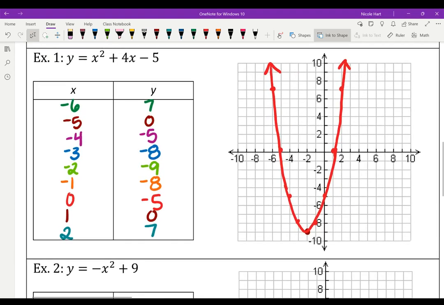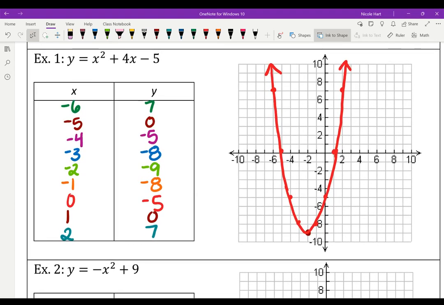So using that calculator, I have written down my table of values. I've gone from my x values being -6 to +2 and kept my y's under 10. So they've gone from 7 and they go down to -9 and then go back up to 7. I've also graphed it. And so I can see that I have a vertex. My vertex is at the very bottom, and that is at -2, -9. It's going to be the lowest point on my graph. So there is my vertex.